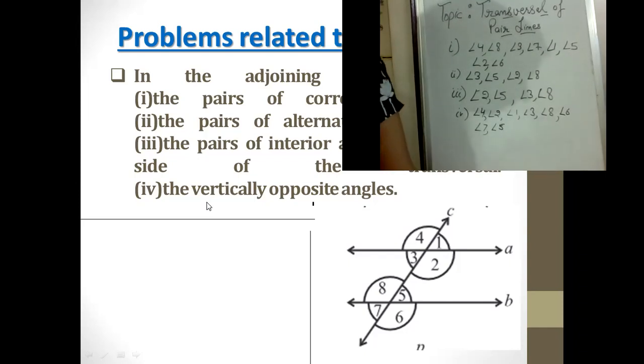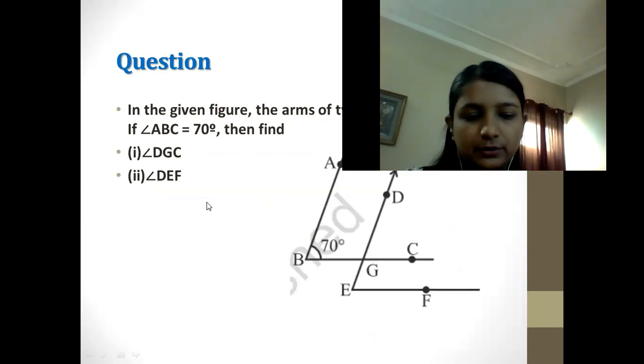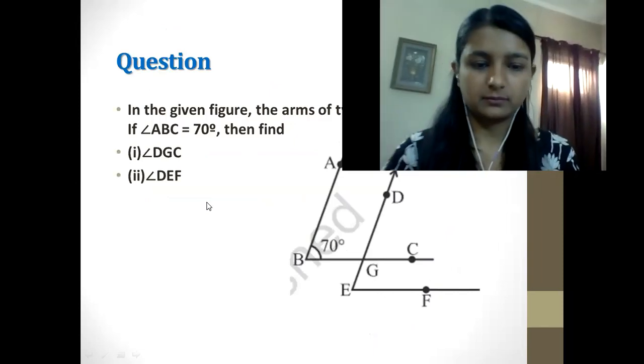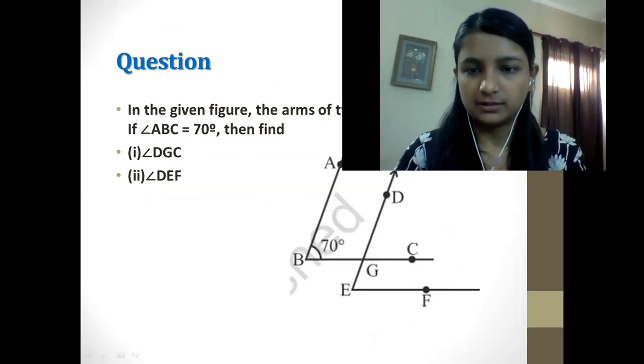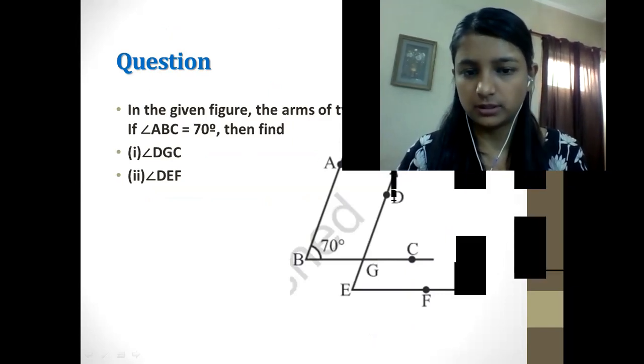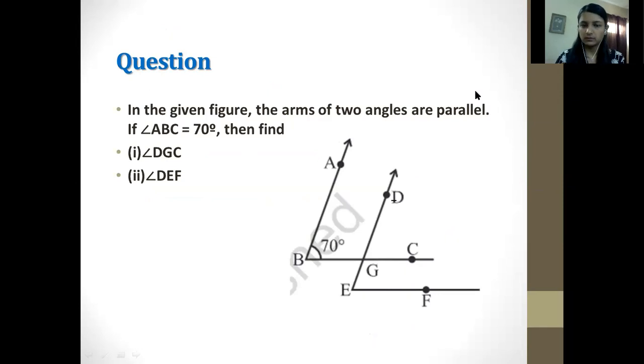Yes. So now the next question would be solved by you. I have explained it quite often. Okay, let me clean this screen. It's quite messy now. So the question says that in the given figure, the arms of two angles are parallel. Okay, they have given us the condition that these two arms are parallel to each other.